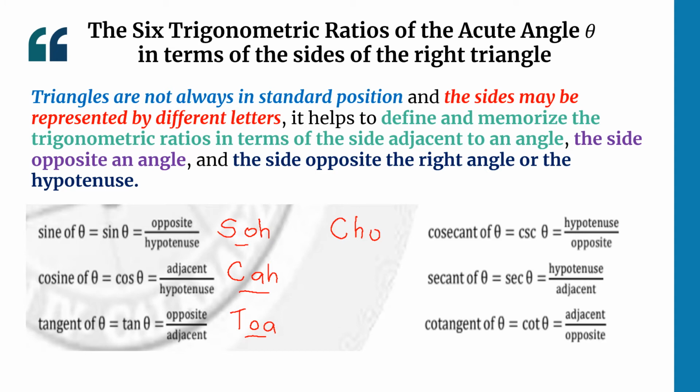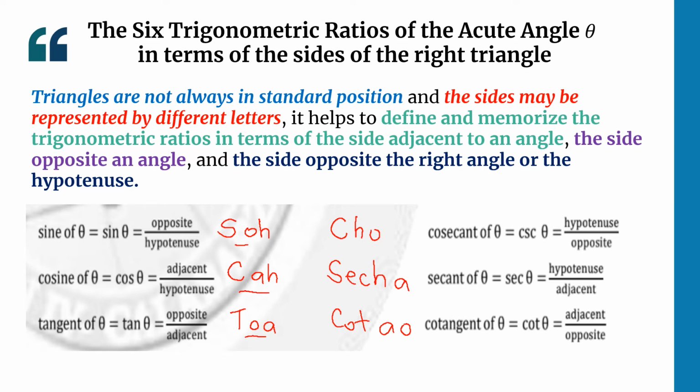And then for secant, they use SEC. Kompleto. Sec for secant. And then, since it is hypotenuse over the adjacent side, doon pumapasok yung H-A. So, ang basa nila dyan is SECHA. And for cotangent, they use COT for cotangent. And then adjacent is A. And then O is for O. Doon naman pumapasok yung COTAO.